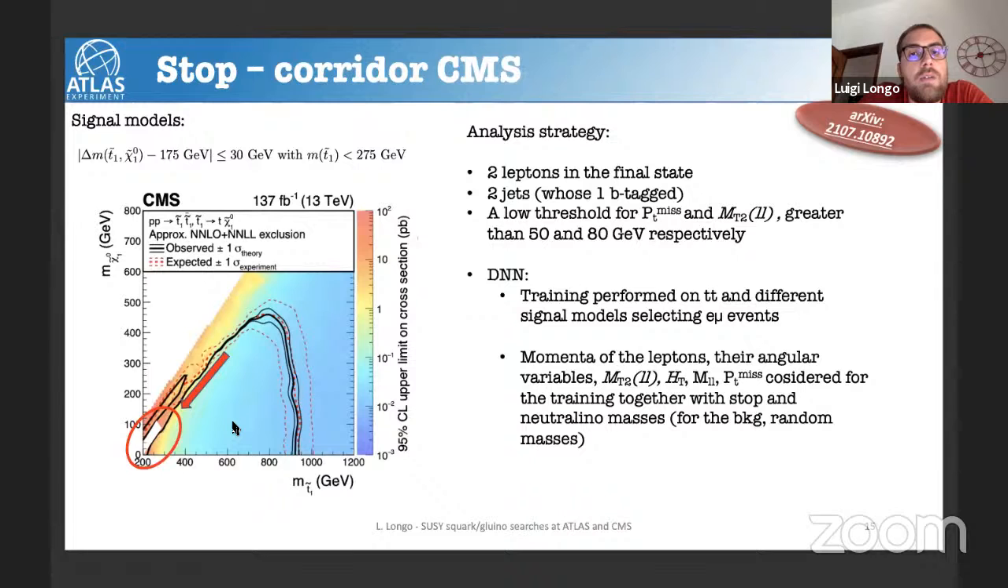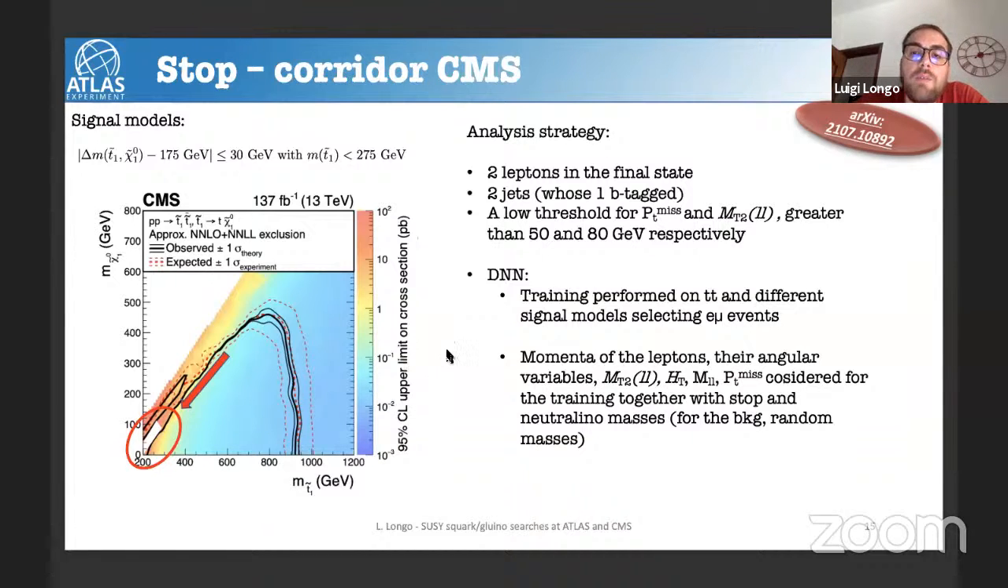Again, for the stop search, another dedicated analysis was the one targeting the corridor that is highlighted here in the picture on the left. Here, the signal models considered are the ones where the difference in mass between the stop and neutralino is within a window of 30 GeV with respect to the top mass, and we are considering a stop mass lower than 275 GeV. The final state is always with two leptons, and then there is the request of at least 2 jets with at least one of them b-tagged. Since the kinematics of the signal models in the corridor is close to that of the ttbar, the requests on the missing transverse energy and MT2 are usually lower than what one could ask in the bulk region, where the difference between the stop and the neutralino is much higher than the top mass.